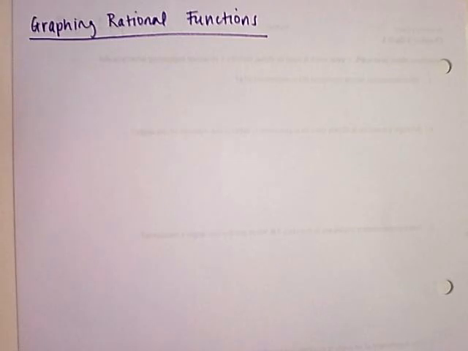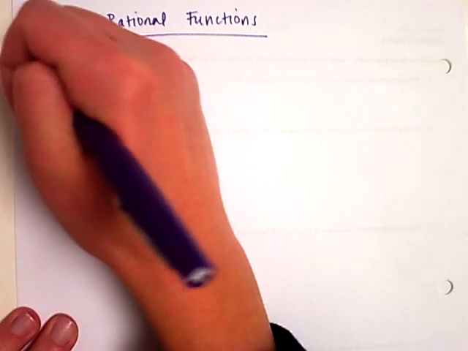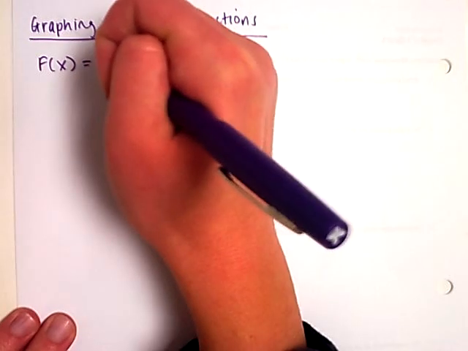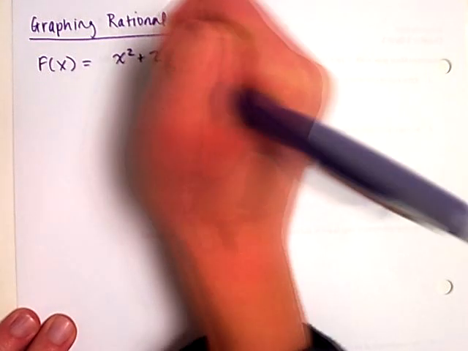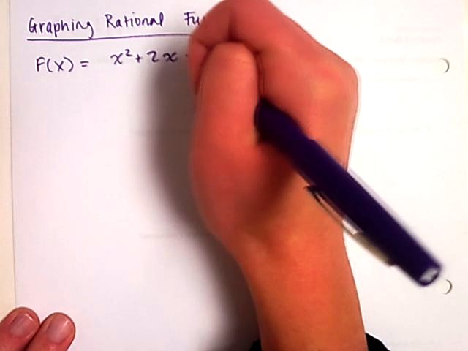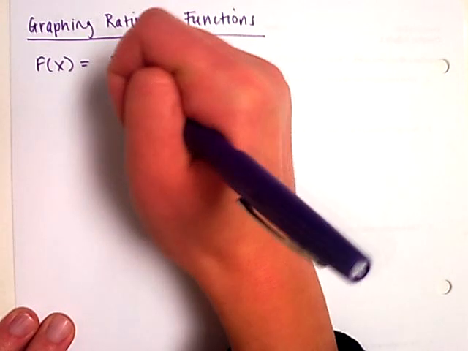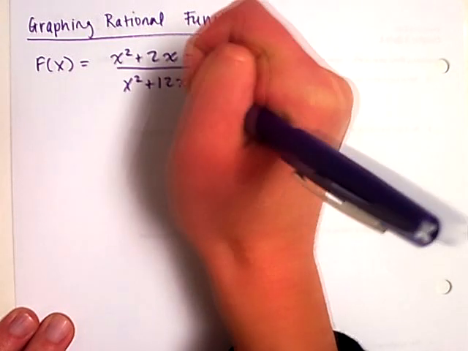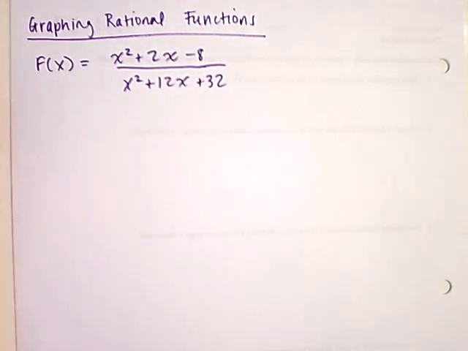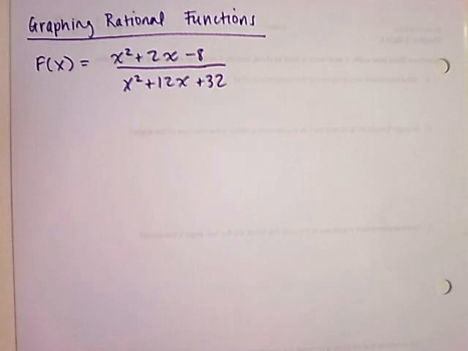Hi, pre-calculus students. These notes are on graphing rational functions. Basically what we're going to do in these notes is start with a function f of x that is a rational function. It's going to be x squared plus 2x minus 8 over x squared plus 12x plus 32. And we're just going to run through all the steps that would be required in order to graph this function.